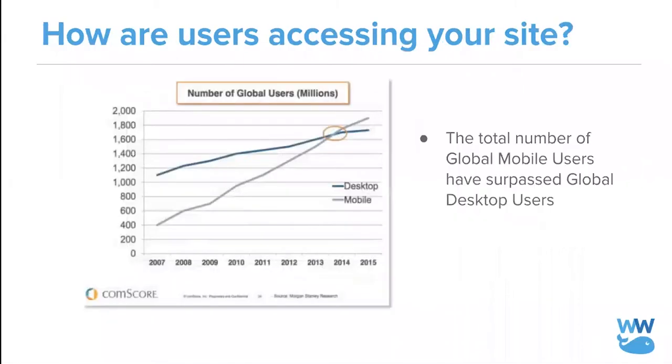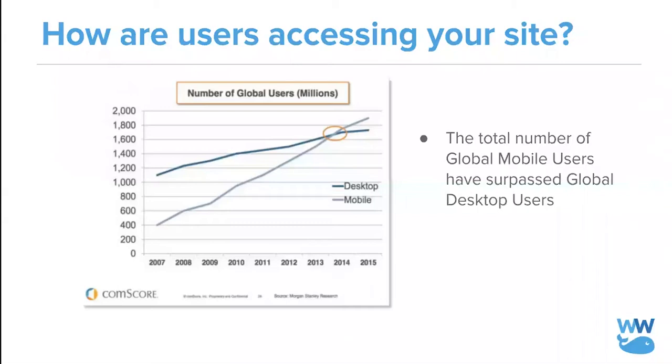Great. How are users accessing your site? This is a report we'll look at in just a second. But this is a graphic we love because I think it really tells the story. The total number of global mobile users has now surpassed the total number of global desktop users.